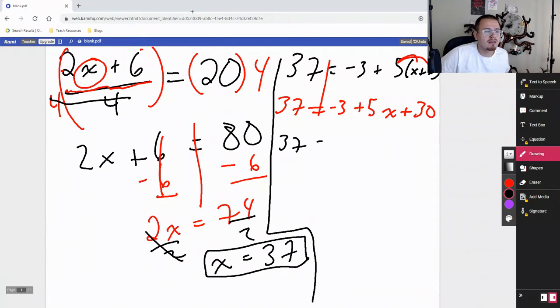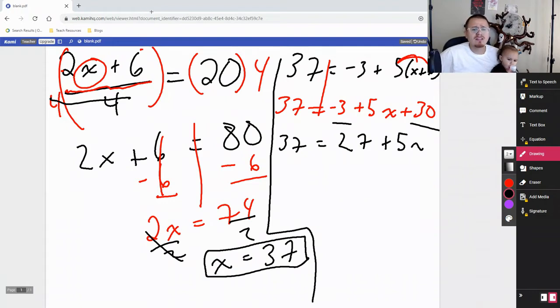Bring it down. Right hand side, we got to combine like terms because we have two constants. You see that I underlined the negative 3 and the 30. Those are both constants. Un momento, hang on. Espérate. And we get negative 3 plus 30 is 27. 27 is what happens when you combine like terms. And then we're going to add 5x. And now it's just a simple two-step equation.